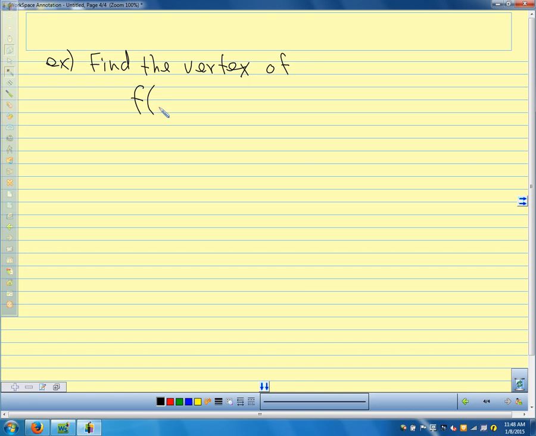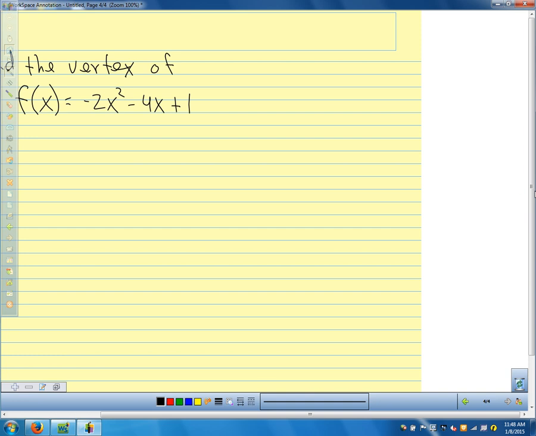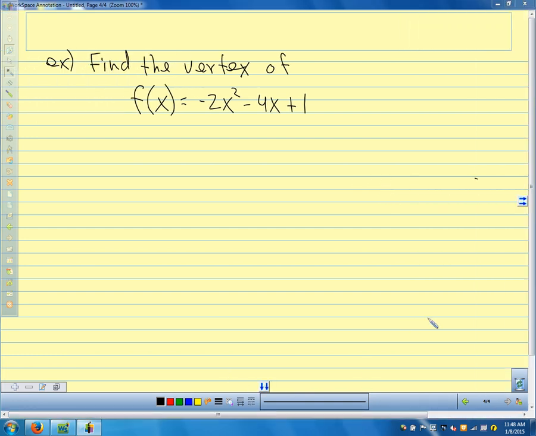Of this quadratic function, f of x equals negative 2x squared minus 4x plus 1. So I look at this one, what don't we like about this one? What, the whole thing? That's what somebody said? After we get over our aversion to the entire thing, what's the second thing that we don't like about this one? It's got this negative 2 in front of the x squared.